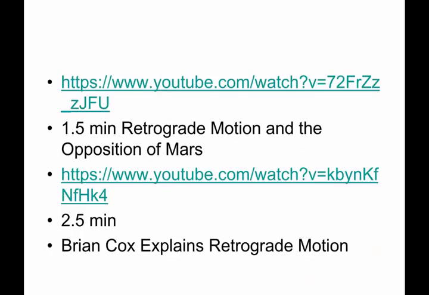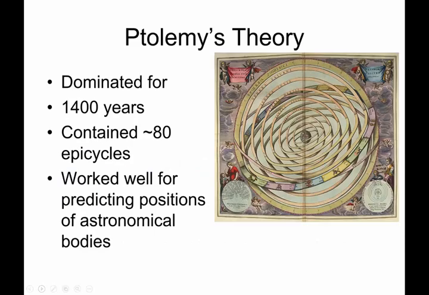I've got a couple of videos I'm going to ask you to watch after we're done with this section, one showing real retrograde motion, and the other one with somebody else explaining it besides me, because that sometimes helps. So here was Ptolemy's theory. Ptolemy's theory dominated for over 1400 years. It contained about 80 epicycles.